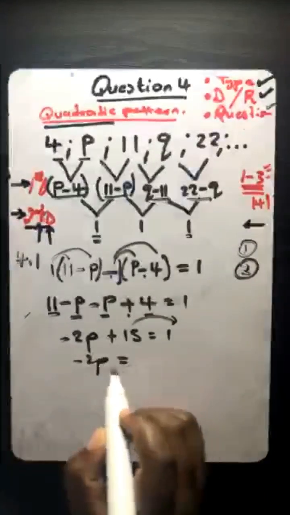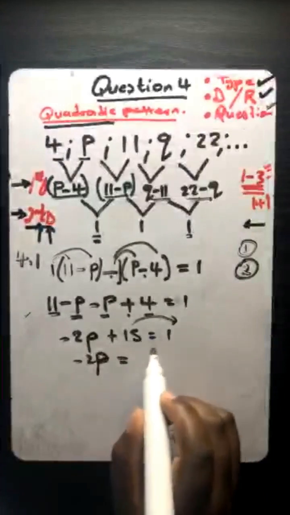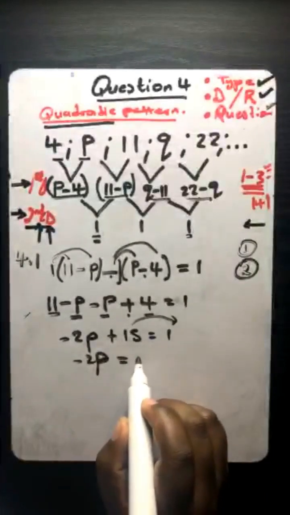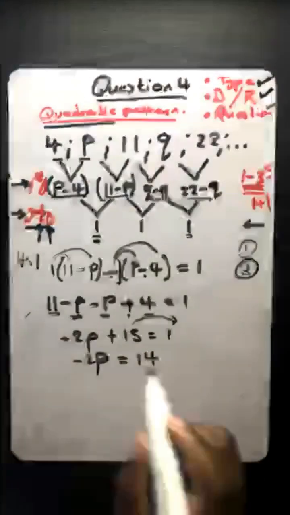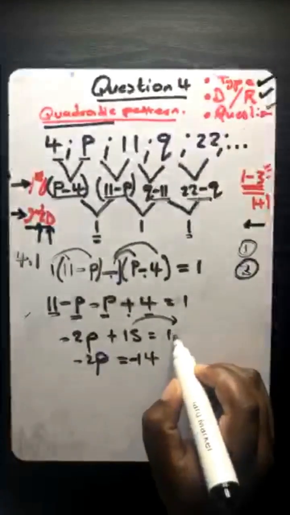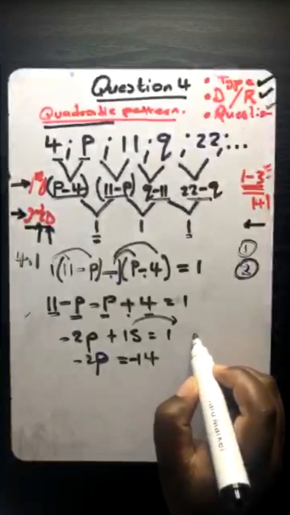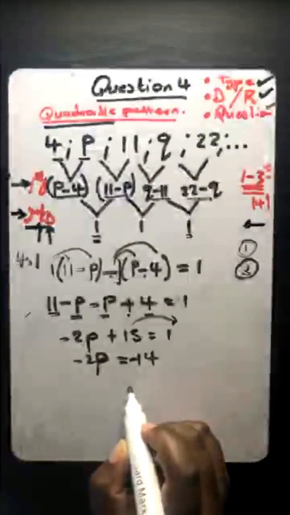So you also want to have letters on one side. What is 1 minus 15? Is it not 14? I think it's 14. But most importantly, negative 14. Why negative 14? Because it's 1 minus 15. So it's a smaller number minusing a bigger number, which is where that negative is coming from.